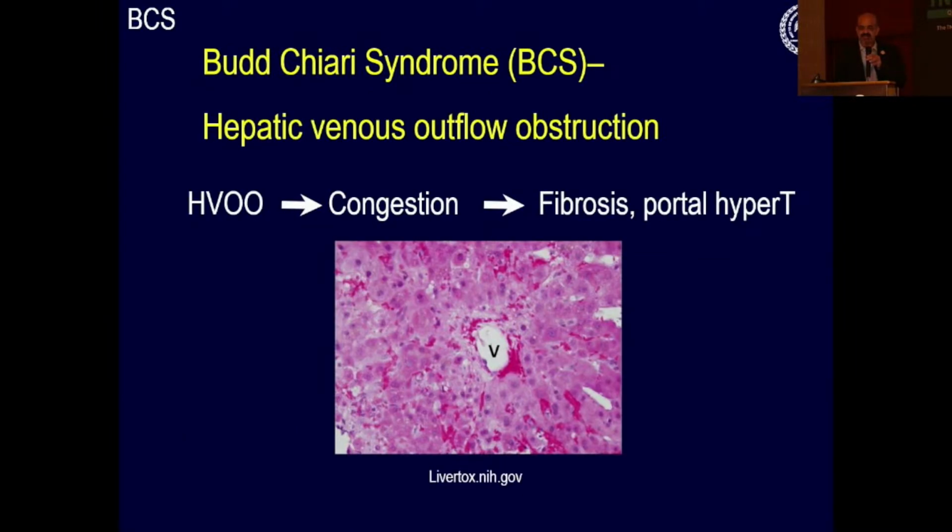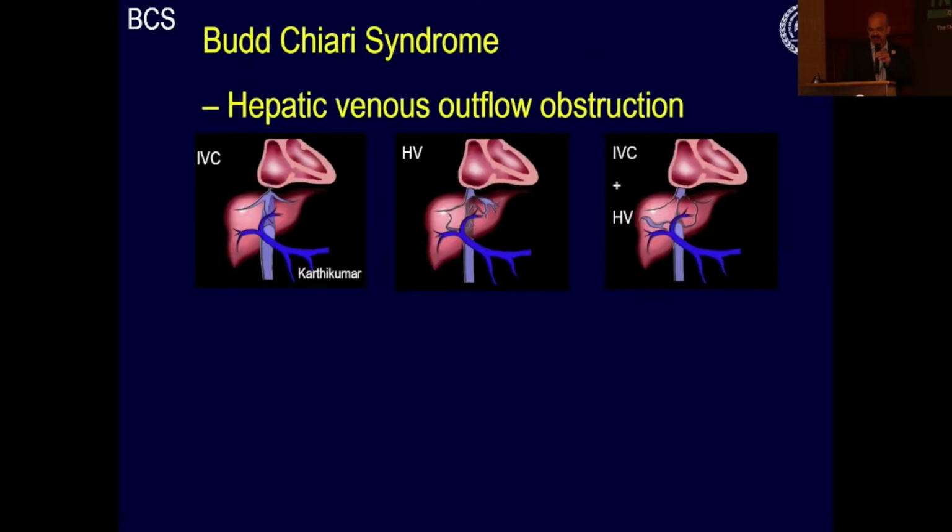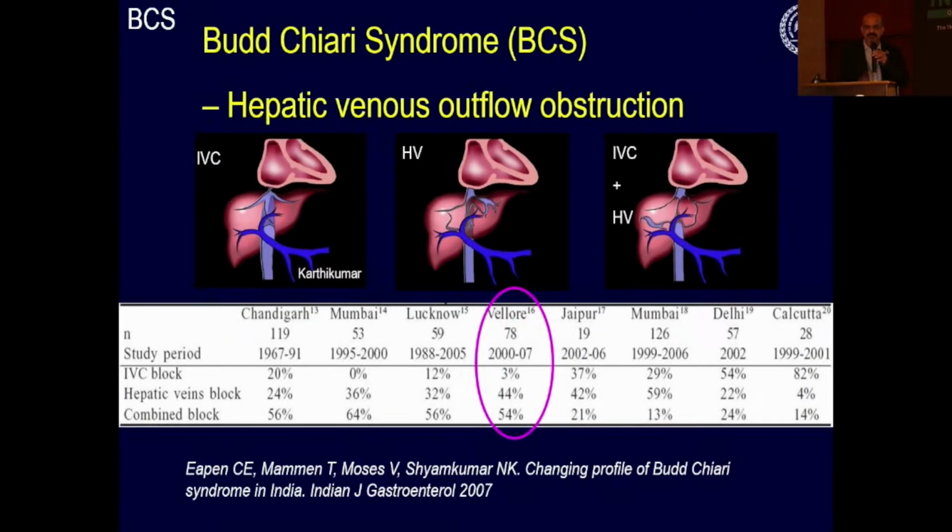So basically it is hepatic venous outflow obstruction. Gradually, over a period of time, this results in fibrosis and portal hypertension. There are different patterns. In the first one, there is inferior vena cava obstruction, and you can see obstruction of the hepatic veins. Today we most often see a combined IVC and hepatic venous confluence obstruction.